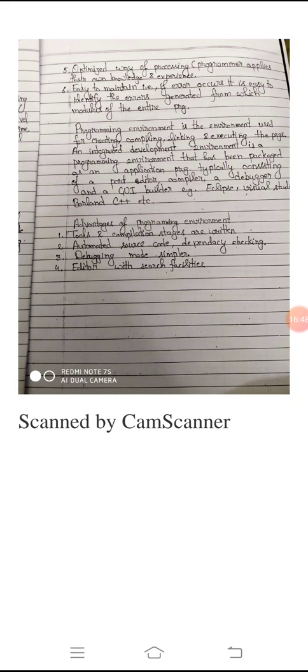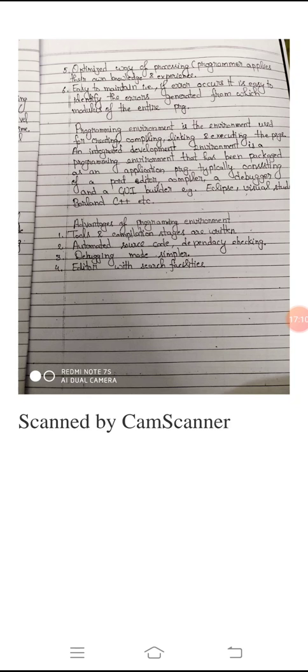And if an error occurs, then we can easily understand those errors, and we can easily fix those errors. So these are the advantages of top-down modular programming.